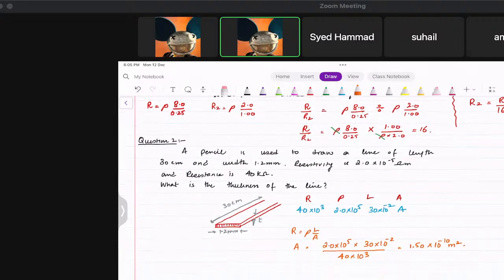And then because area is basically width times thickness, we got the area. The width is 1.2 millimeter. Millimeter means 10 raised to power minus 3, and thickness is what we need. So thickness should be 1.25 times 10 raised to minus 8 meters. Is that clear, everyone? Alright, please copy this down.